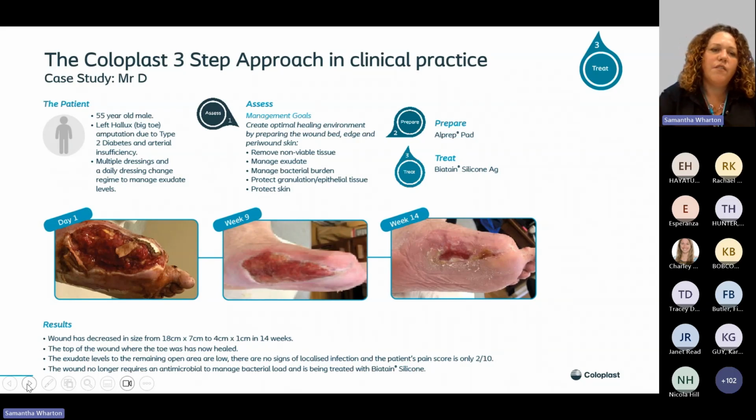So this was a 55-year-old male. He had a left hallux or big toe amputation due to type 2 diabetes. He had arterial insufficiency. So a really complex patient with a really complex wound. He had multiple dressings and a daily dressing change regime to manage the exudate levels. And when you look at that day 1 picture, you can see there's maceration all on that wound edge.